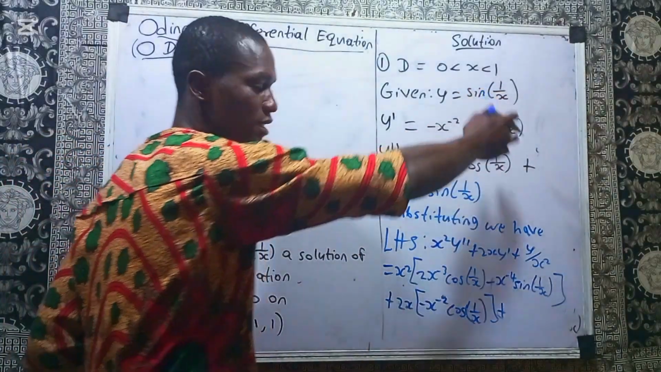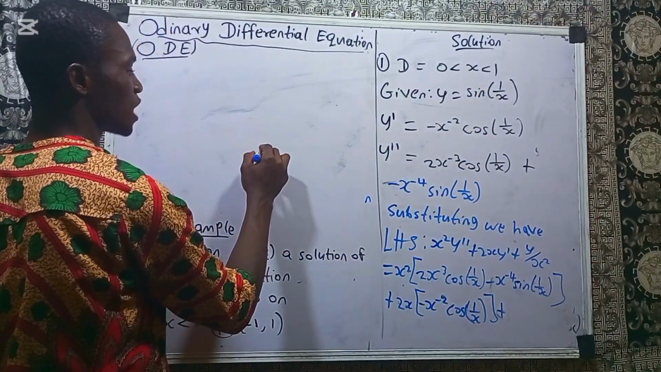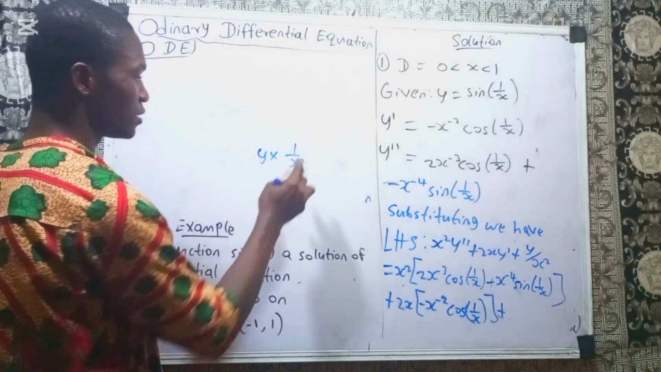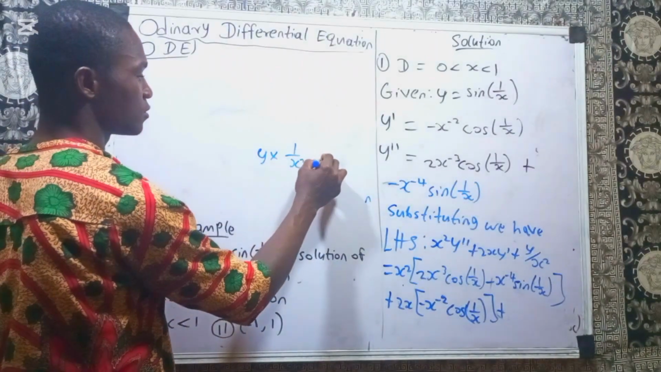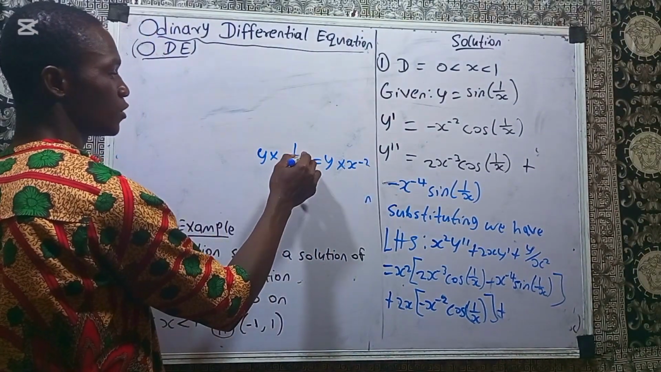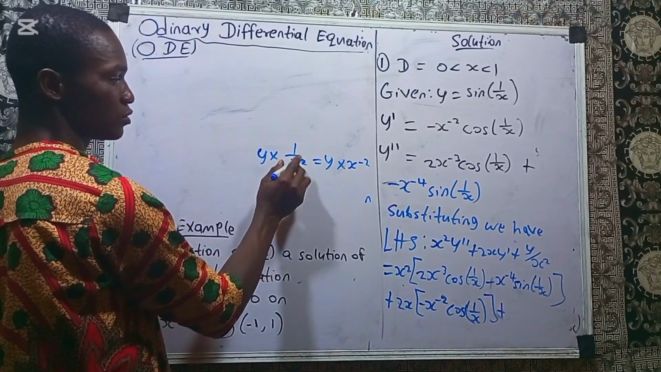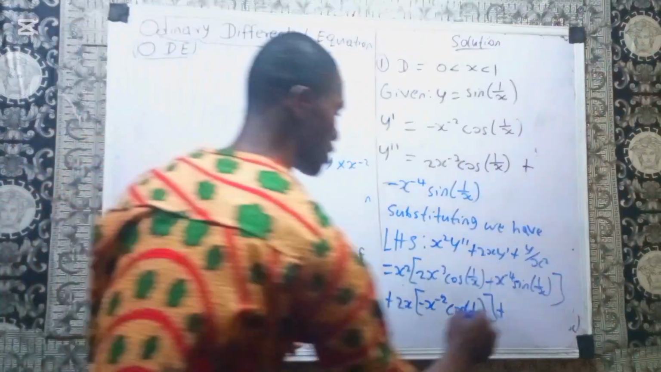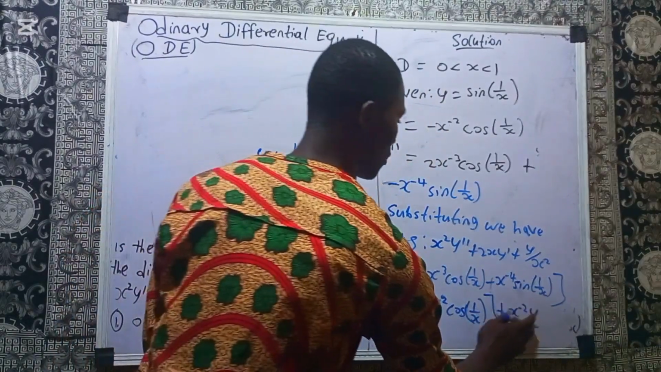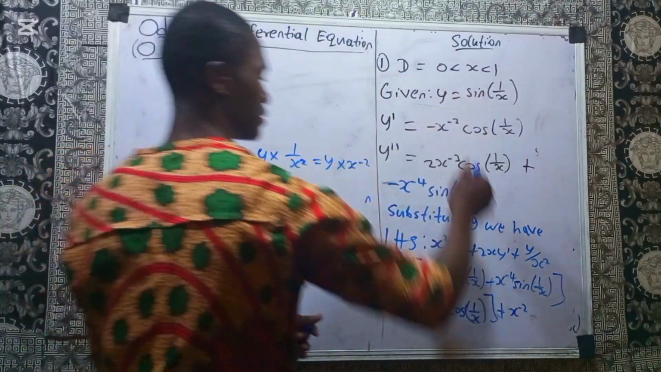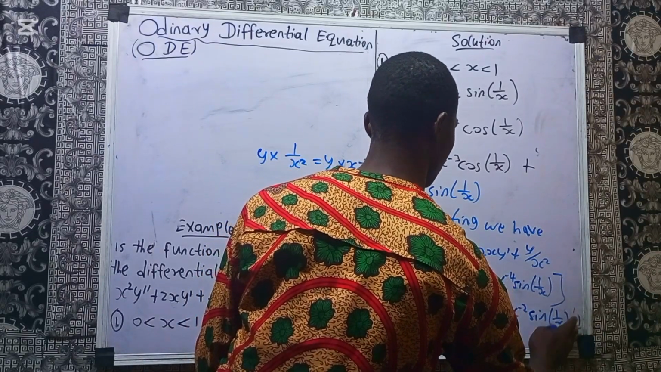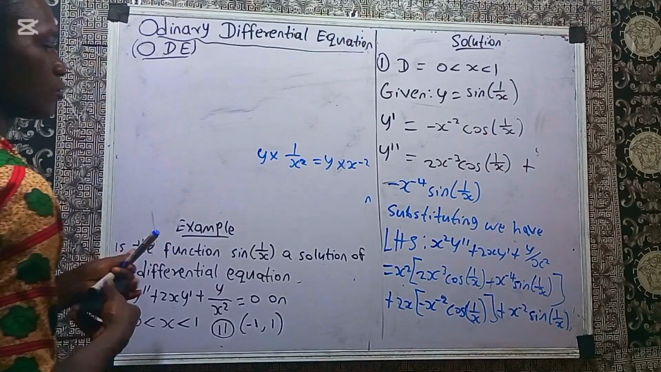Y is the given function, right? But this y over x raised to power 2 can be written as y times 1 over x raised to power 2, right? Then you can use law of indices here. So this will be y times x raised to power negative 2. If you want to remove this 1 over, you introduce negative on the index. So this one will be x raised to power negative 2 y. But what is your y?